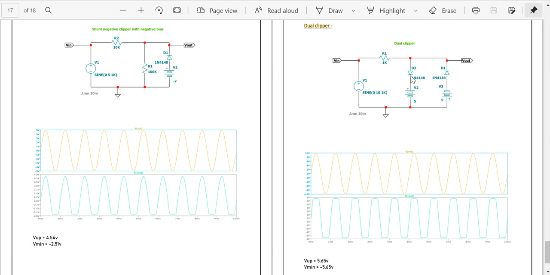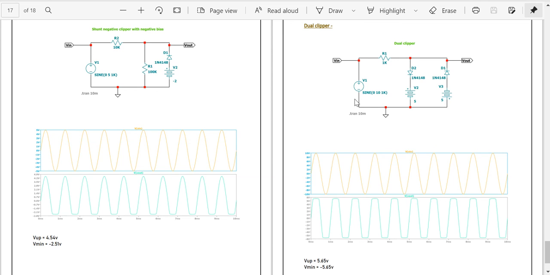We have put biasing in both. We have used 2 diodes, and they are interchanged. We have also put biasing over there. So what happens is that during the positive half cycle, this D1 will be reverse biased, so it will be open circuited. But since we have put a 5 volt DC source, there will be an output. Since it is a sinusoidal wave, the voltage will increase till 5 volts, and we'll get an amplitude of 5 volts for the positive half cycle.